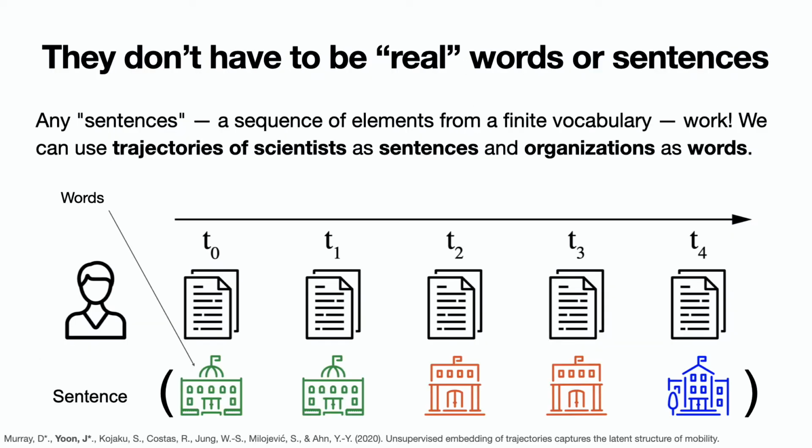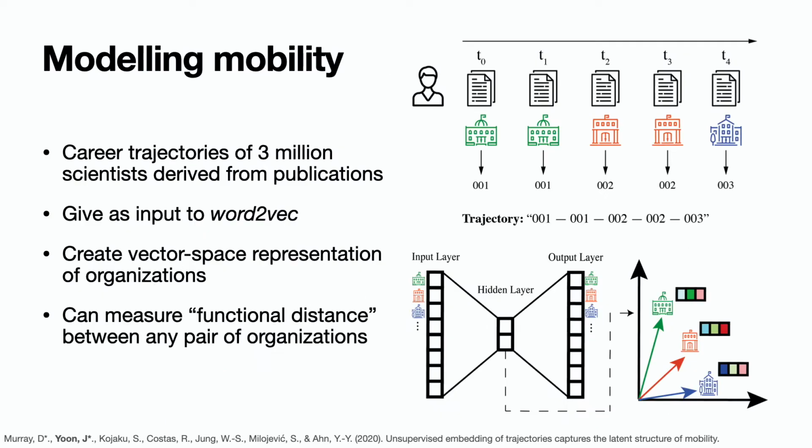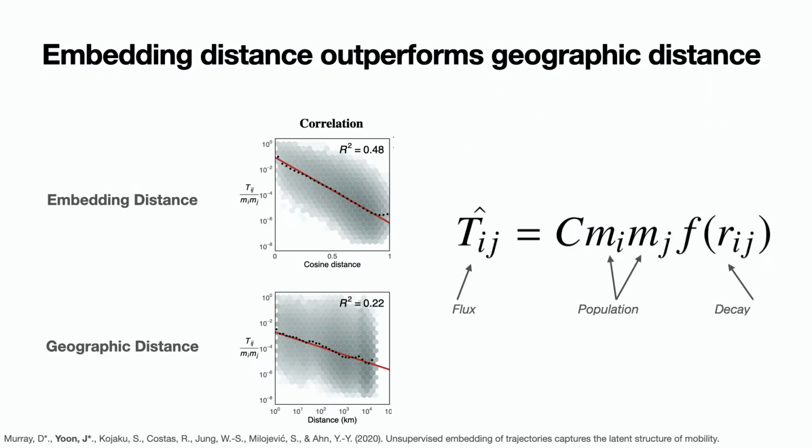But they don't have to be real words or sentences. Any sentence, a sequence of elements, can be used. Let's imagine the mobility of scientists. You can use an affiliation trajectory from the publications as a sentence and organizations as words. For this, we try to model mobility trajectories by constructing career trajectories of 3 million scientists derived from publications and giving them as input to word2vec. Likewise, we can obtain the vector space representation of each organization, which can measure the functional distance between a pair of organizations. Here is our first finding.